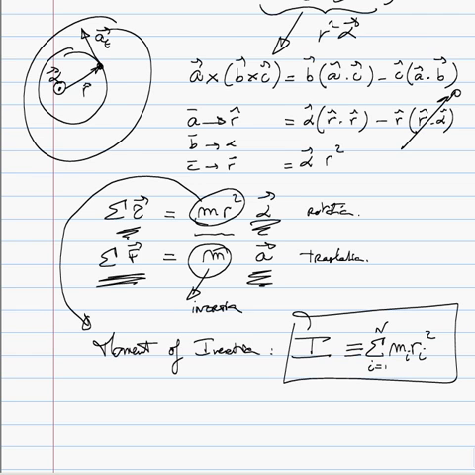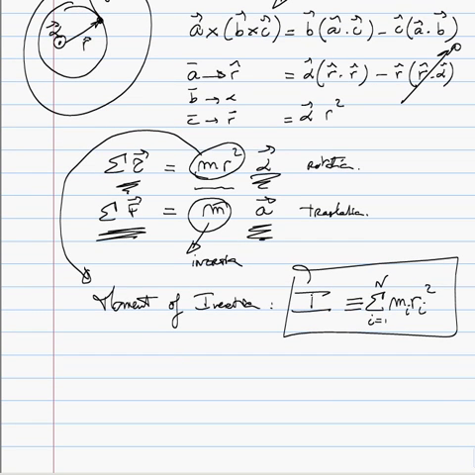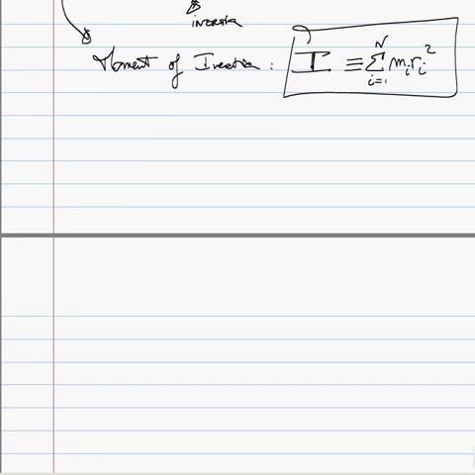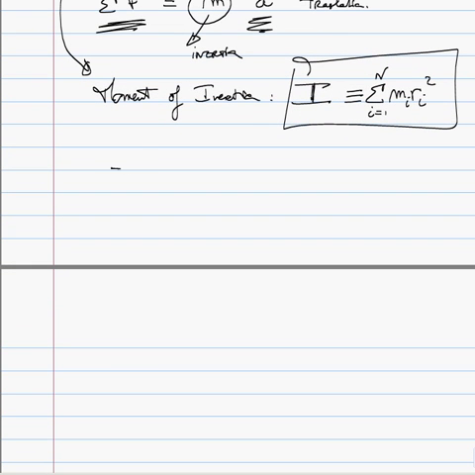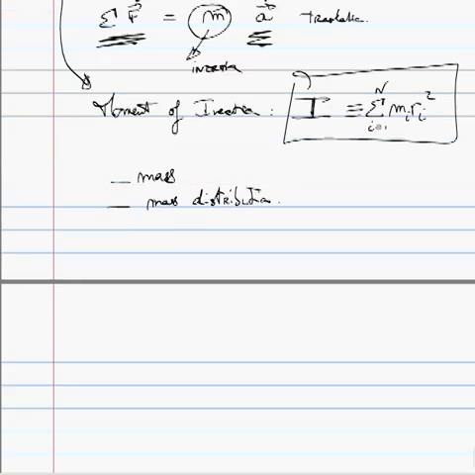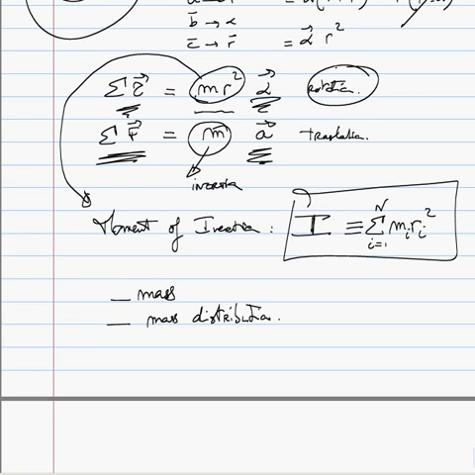Well, I, the moment of inertia, does not depend only on the mass, like regular inertia, but it also depends on the mass distribution. And when I say distribution, I mean the distribution of the mass with respect to the axis of rotation. Because remember, we're dealing with rotation.